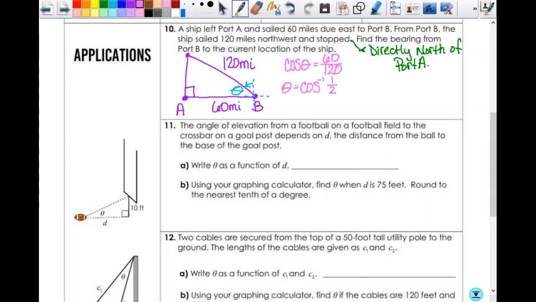It's pi thirds. Cosine is 1/2. It is pi thirds. Now, we're talking bearings, so really I need this in degrees. What is that in degrees? 60. So this is 60 degrees.